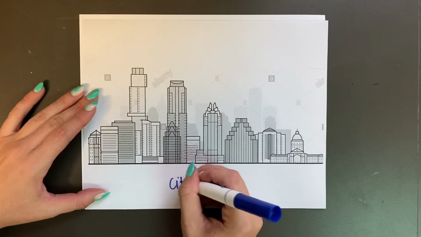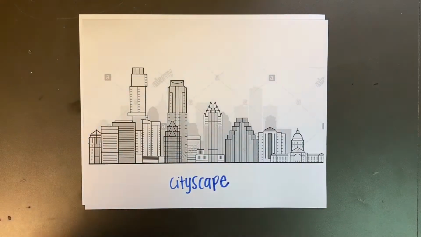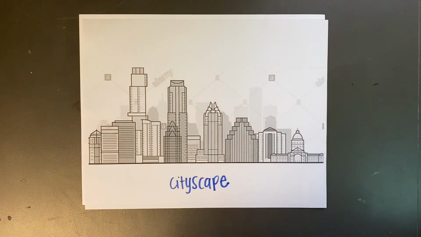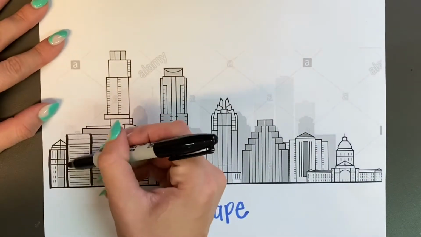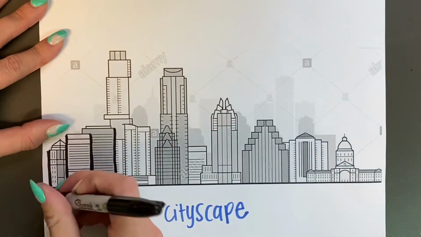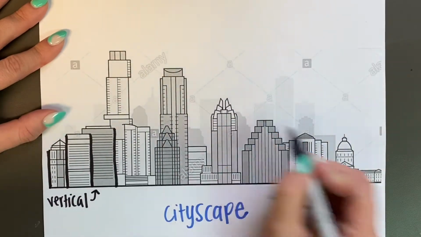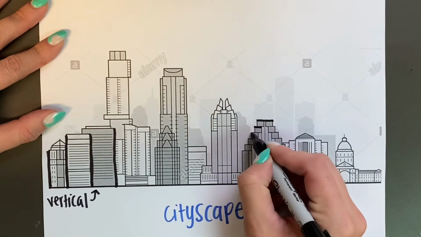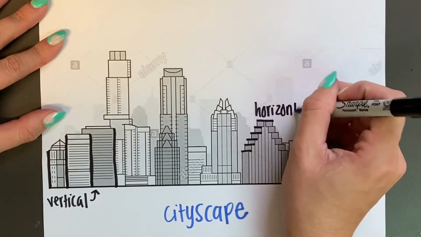This is the Austin, Texas skyline, and if we look closely, you can tell that it is made up of a lot of lines that have connected to form shapes. So look closely, and I see lines that go up and down, and these lines are called vertical lines. I also see some lines that go side to side. I see a lot of them, and those are called horizontal lines.